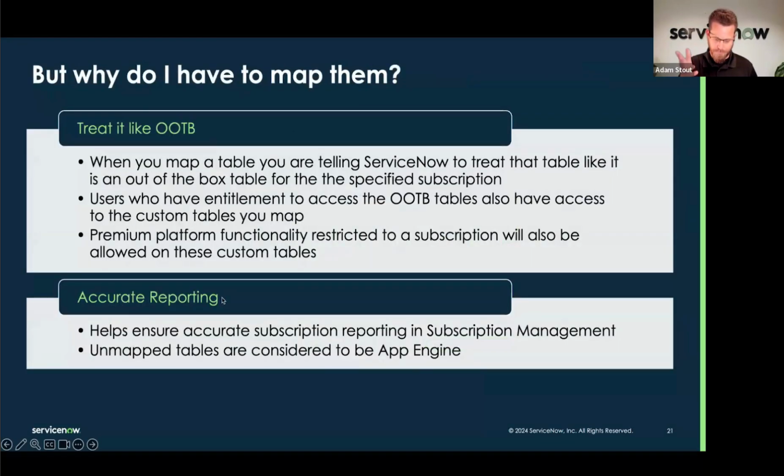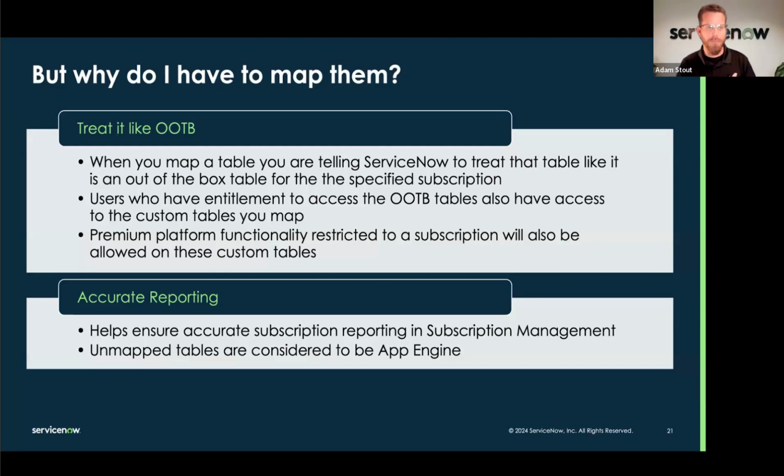Okay, now this didn't come into the questions, and I told you I was going to tell you, so let's explain. Why do I have to map them, and what does mapping them mean? Right before we get into how do I map them, but why do I map them? When you are mapping a custom table, you are telling us, ServiceNow, treat this table that I built like it was an out-of-the-box table for this app. Because you're configuring ITSM, you're saying, hey, this is an ITSM table, so just count it like ITSM.